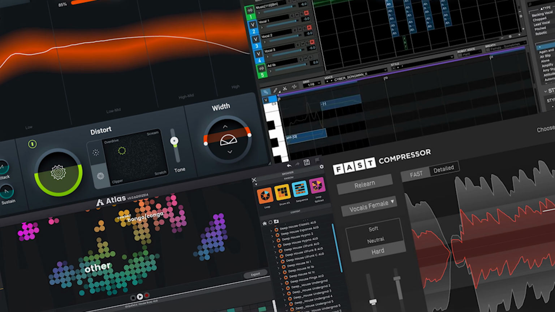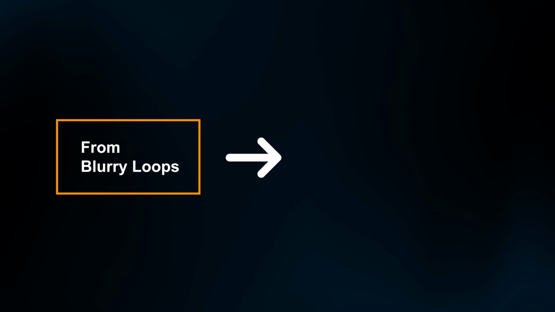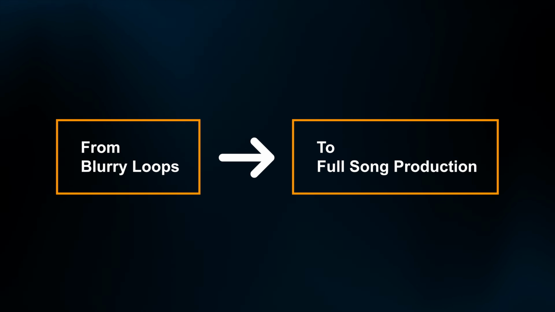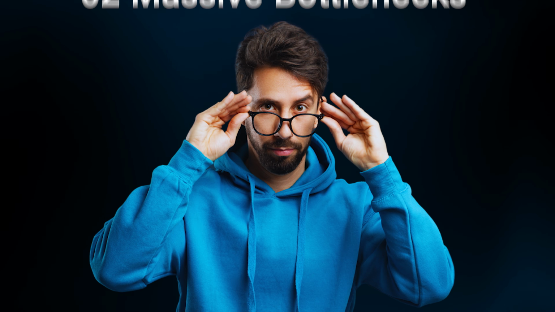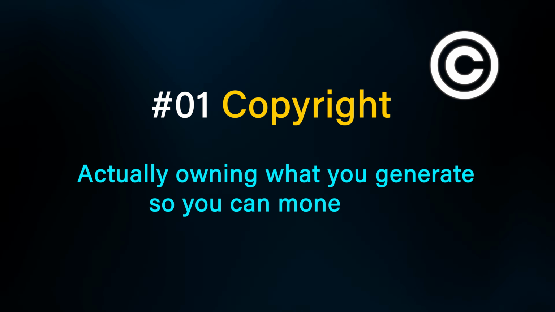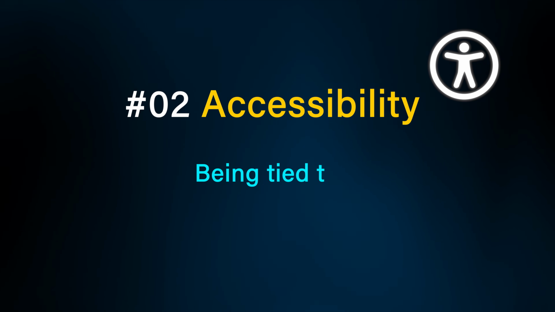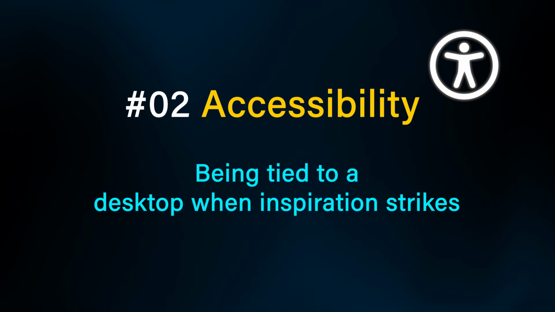If you've been following the AI music space recently, you know that the technology is moving fast. We've gone from blurry, low-quality loops to full-blown song production in just a few months. But there are still two massive bottlenecks for us creators. One is copyright, actually owning what you generate so you can monetize it. And the second is accessibility, being tied to a desktop when inspiration strikes.